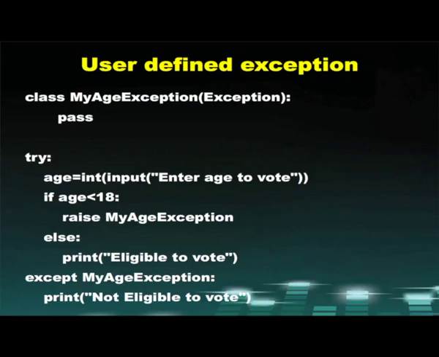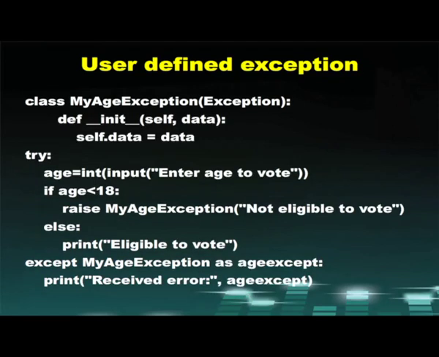Let us see an example. Here we have created our own class named myAgeException. Here again we have the same example, but this time when we raise an exception, we pass a string which is passed as an argument to the exception class, and that string gets displayed when an exception is raised.